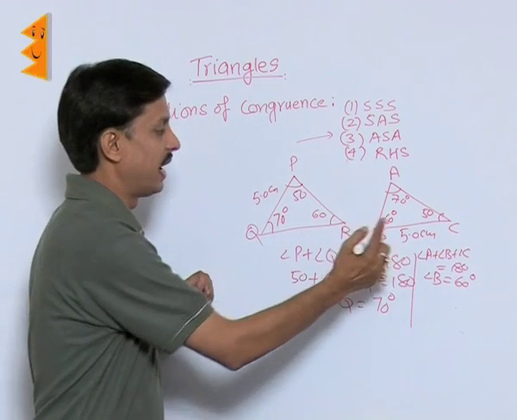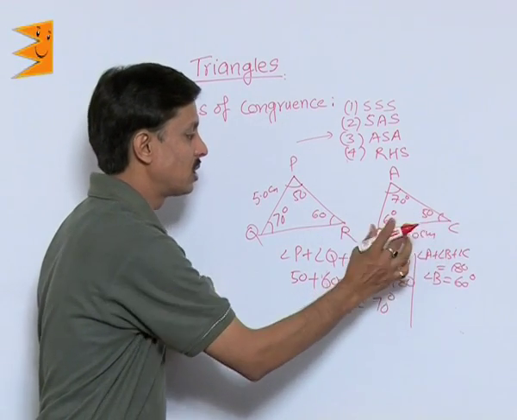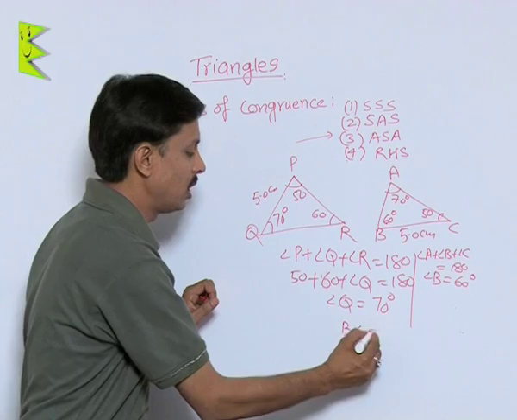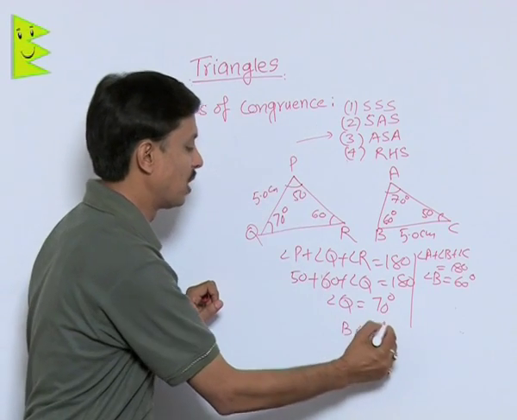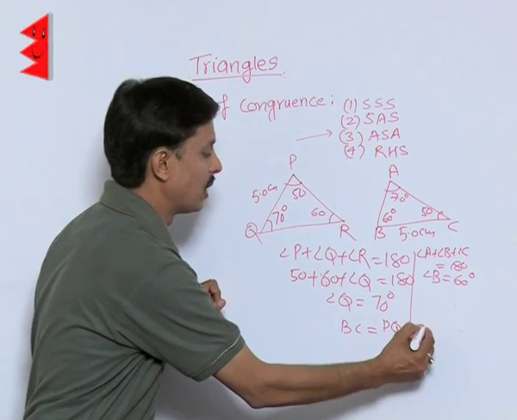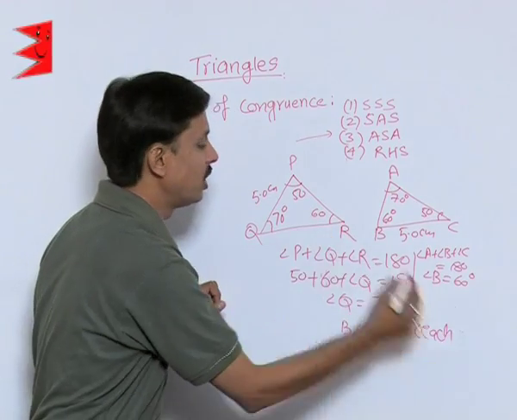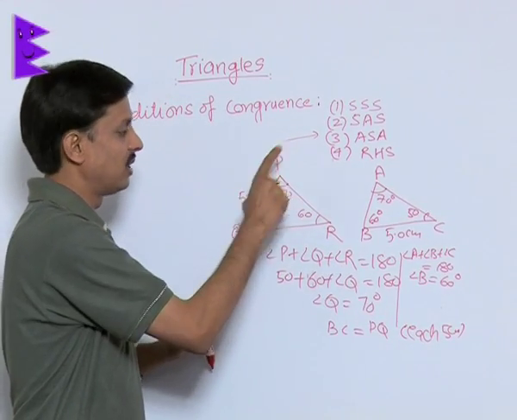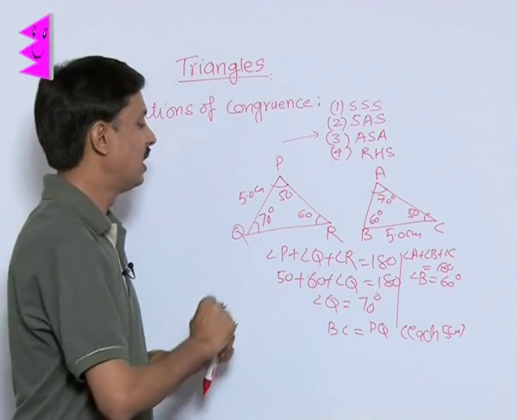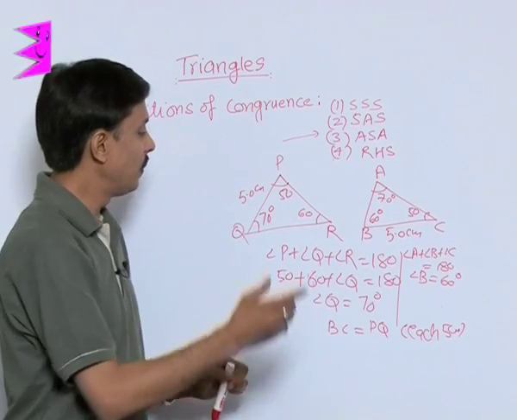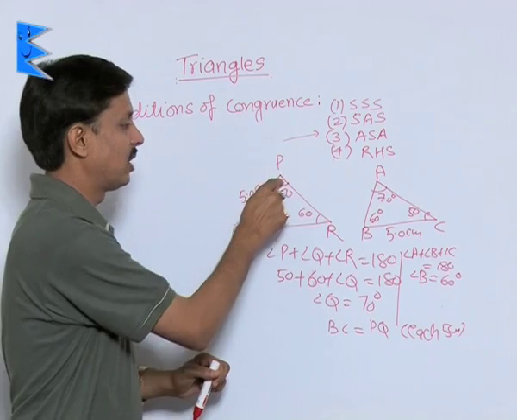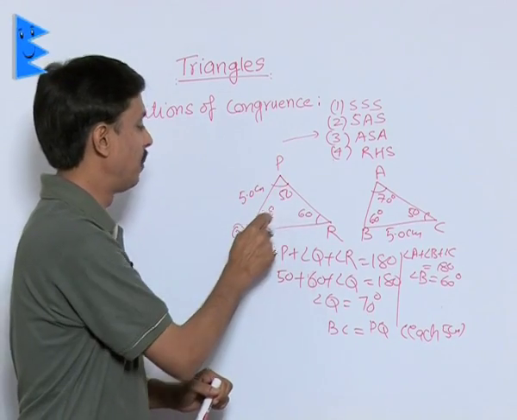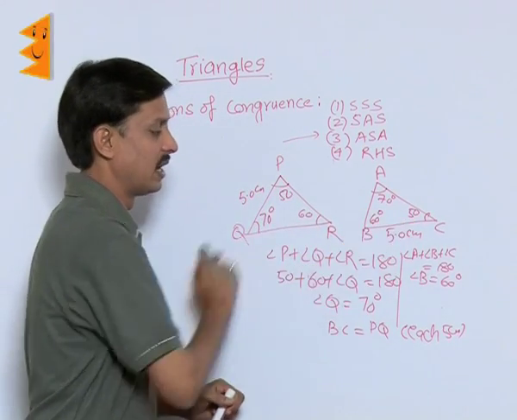So what happens? The sides whose lengths are the same are BC and PQ. BC is equal to PQ. How much is this? Each is 5 centimeters. One side of the first triangle is the same as one side in the second triangle. But if you see the angles at these ends, these are 50 and 70, and here 50 and 60.